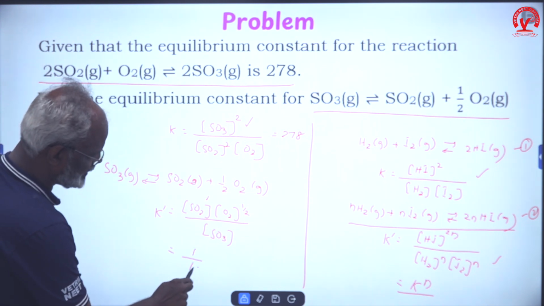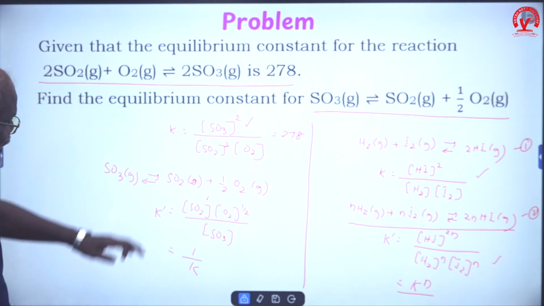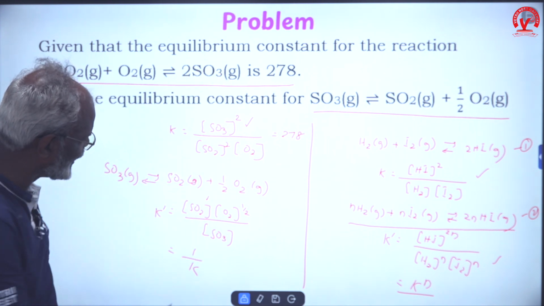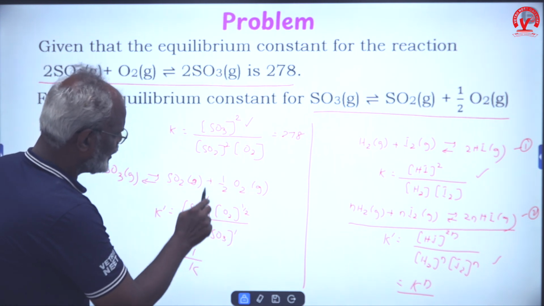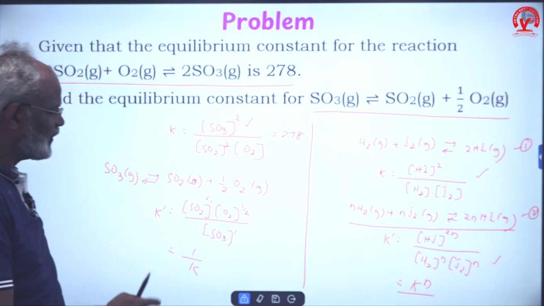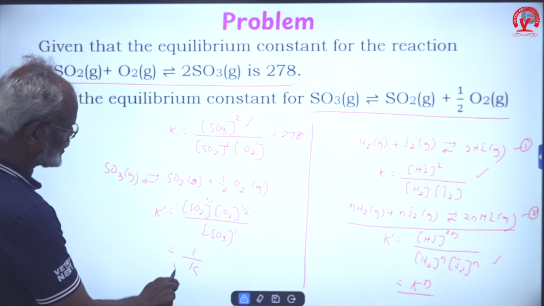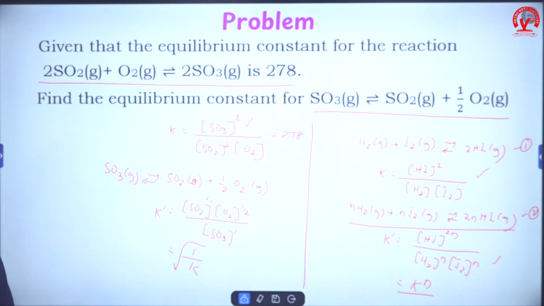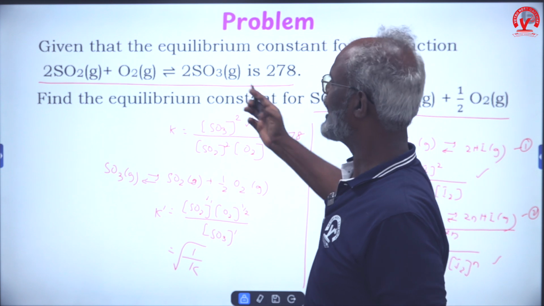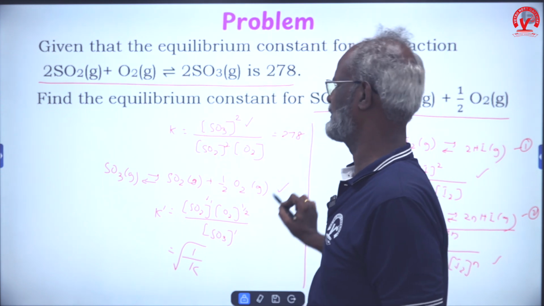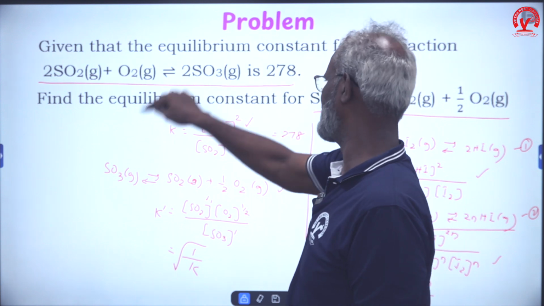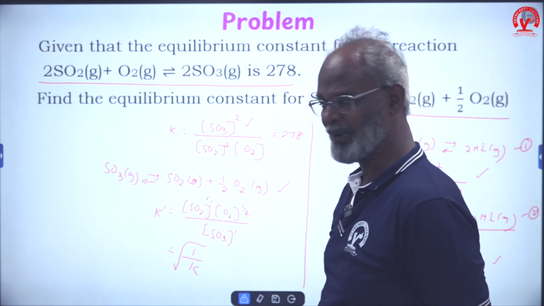Okay, it has been 1 by K. Then if you see, after taking 1 by K, here 2 is there, but here only 1 is there. So SO2, 2 power 1 is there, O2 power 1, power half. Therefore, reciprocal and root. Okay, right? So if you multiply this equation by 1 by 2 and reverse that, we get this equation. You are dividing this equation by 2, then you reverse, then you get the needed equation.